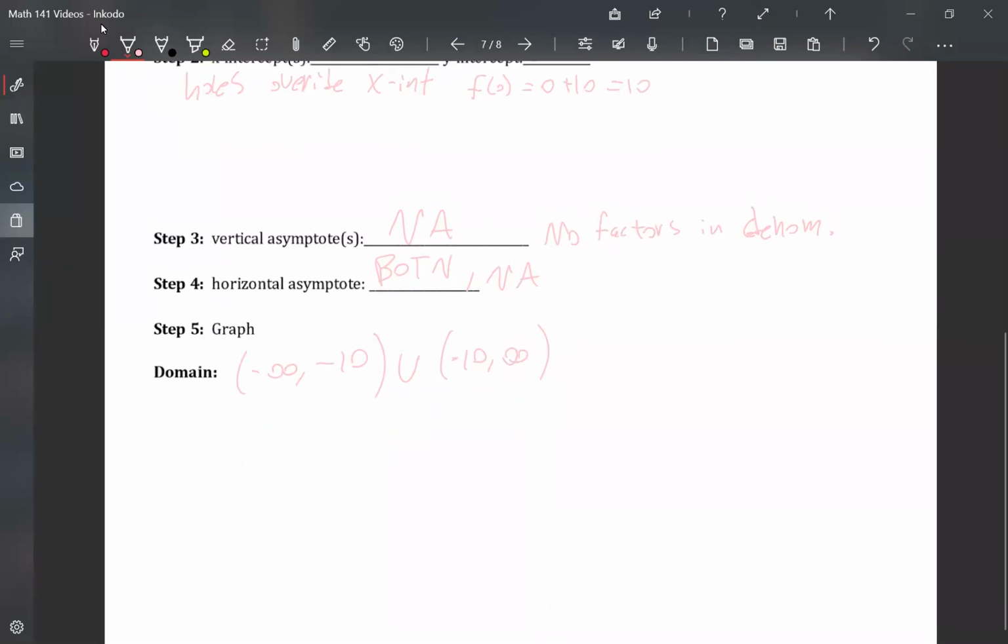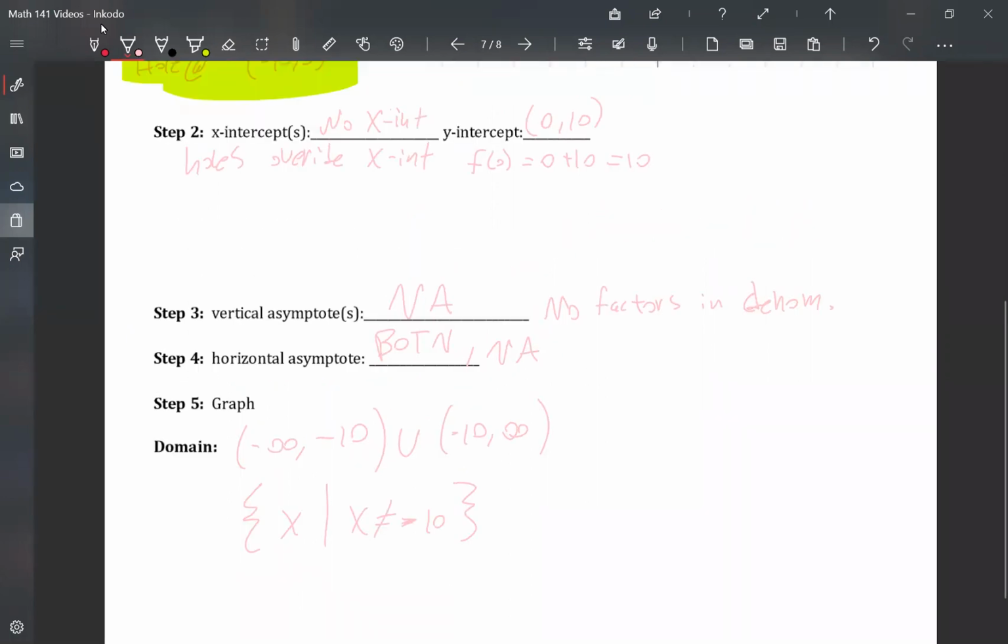Now we might want to write this also in set builder notation, and that looks something like this, where we have x such that, that's what the vertical line means, such that x does not equal negative 10, which says the same thing. It just means that we have all x's in the real numbers except for x's such that you get negative 10. And that is our domain, and that's our entire function. We've deduced everything from this rational.